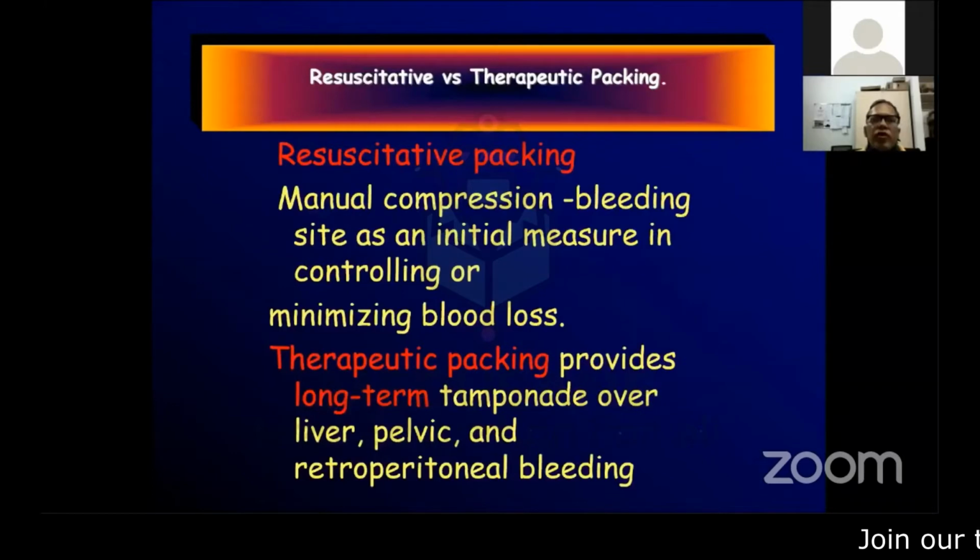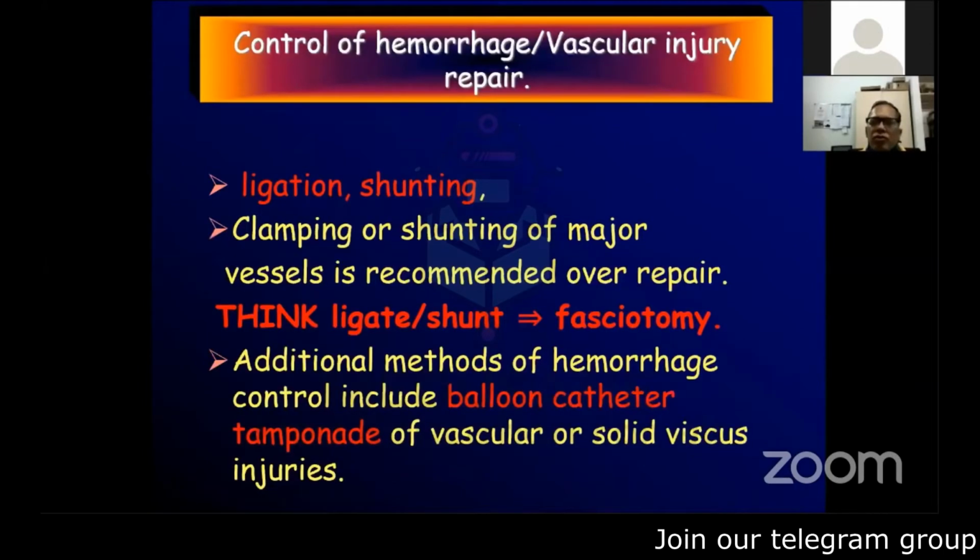There are two ways to pack. One is resuscitative packing, where you put manual pressure over that till the bleeding stops. In the meantime, the anesthetist will look after the vascular parameters to minimize the loss and resuscitate. If you plan for therapeutic packing, that means you are unable to control the bleeding. Put the packing in for 2 or 3 days, and for parenteral tamponade, you can go back again to remove the packing. For control of hemorrhage, you must think of shunting, ligating, clamping.